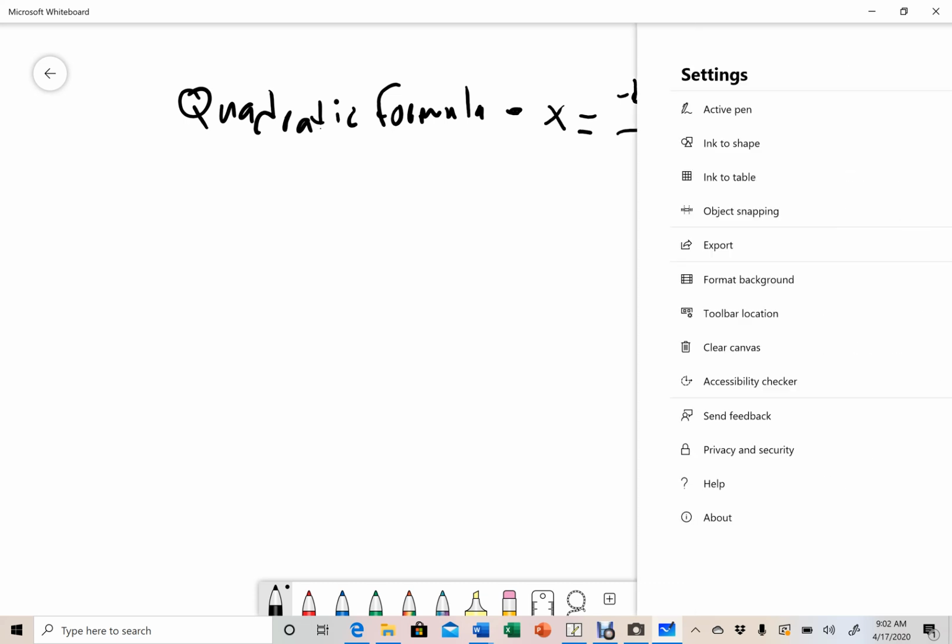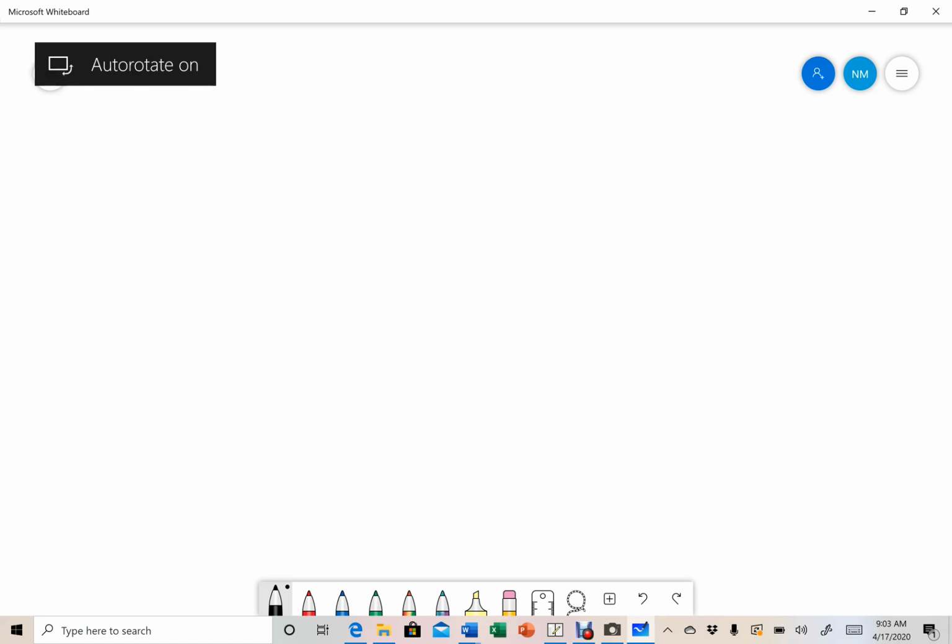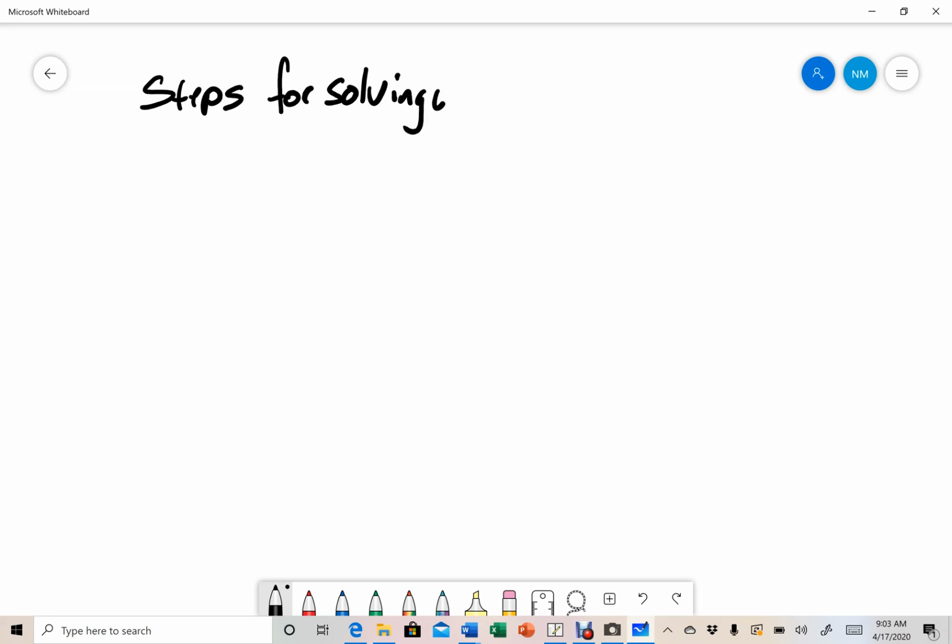So let's take some time and go over the steps here for solving using the quadratic formula, okay? Hold on just a second. Okay, solving using the quadratic formula. So here's your steps. I keep putting an R on the end there, not sure why. So your steps for using the quadratic formula.